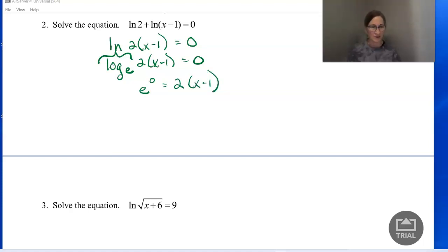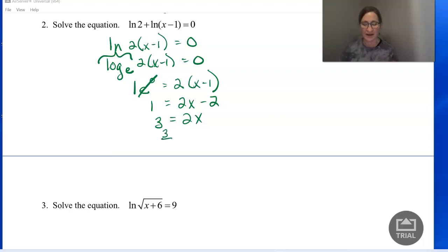Well, anything to the 0 is 1. So e to the 0 is no different. That's equal to 1. I'm going to distribute on the right that 2. So that'll be 2x minus 2. Then I'm going to add 2 to both sides. So I get 3 equals 2x. Divide both sides by 2. And 3/2 is equal to x. 3/2 is the same as 1.5.